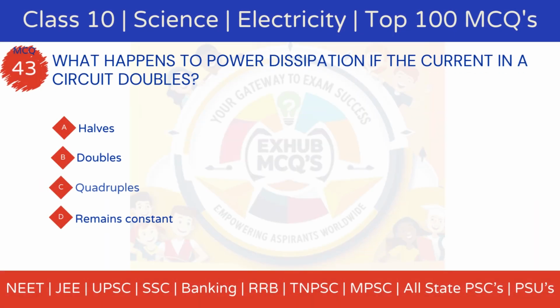MCQ 43. What happens to power dissipation if the current in a circuit doubles? Option A, halves. Option B, doubles. Option C, quadruples. Option D, remains constant.